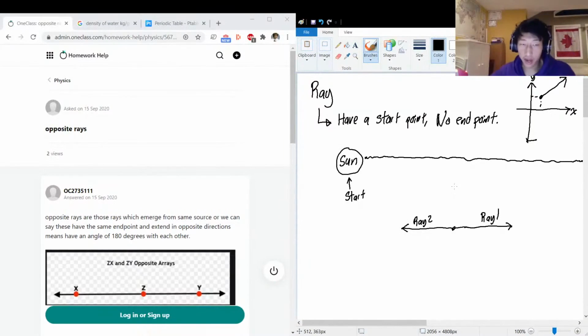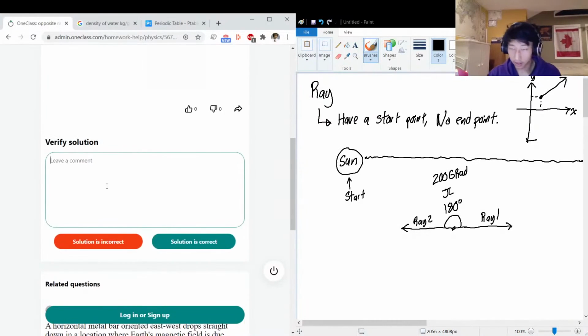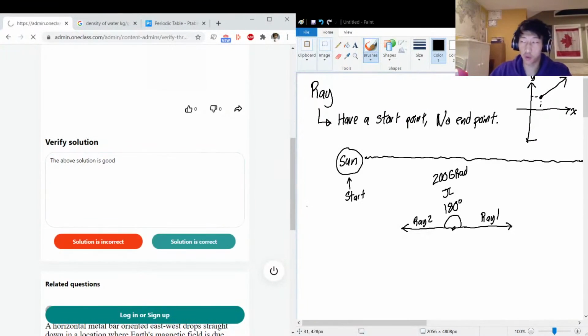So that's what happens when you have opposite rays, and of course the angle between them, 180 degrees, or if you're more of a radians type person, pi is also the angle that it makes, or 200 gradians. So 200 gradians is another way of measuring angles, but it's fairly rare. Anyways, that's how you do opposite rays. So, yeah, the above solution is good. Don't worry too much about gradians if you're not familiar with it.